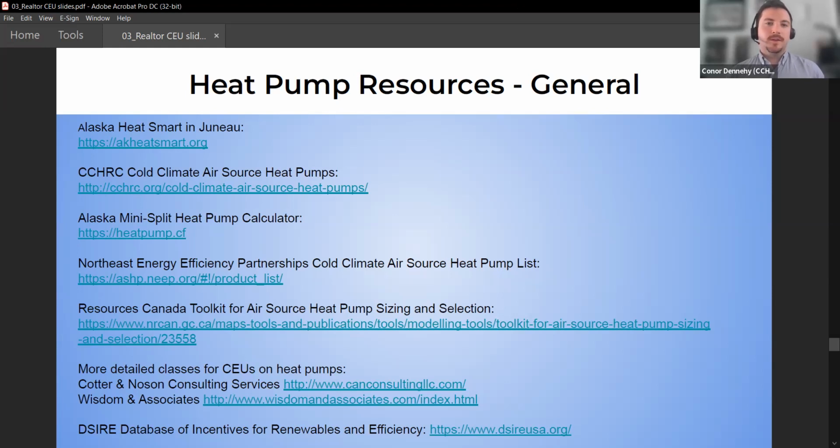We've got a good amount of infographic style things that are more applicable for a homeowner or someone like that. And then we've also got several technical publications if you've got a particularly engaged client or builder, or if you yourself are just looking to find out some more. So Alaska Heat Smart and Juneau is who we've been working with on the Thermalize campaign in Juneau. So they're a great resource for those in the Southeast, and the state at large, but especially the Southeast.